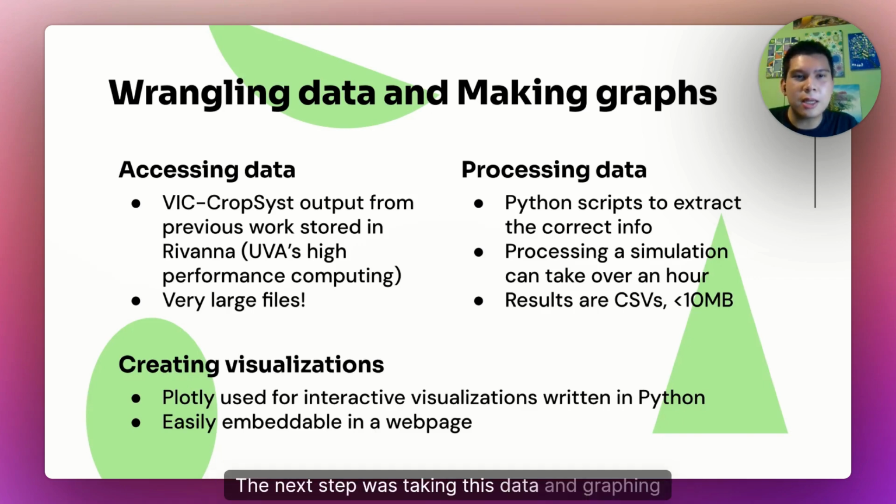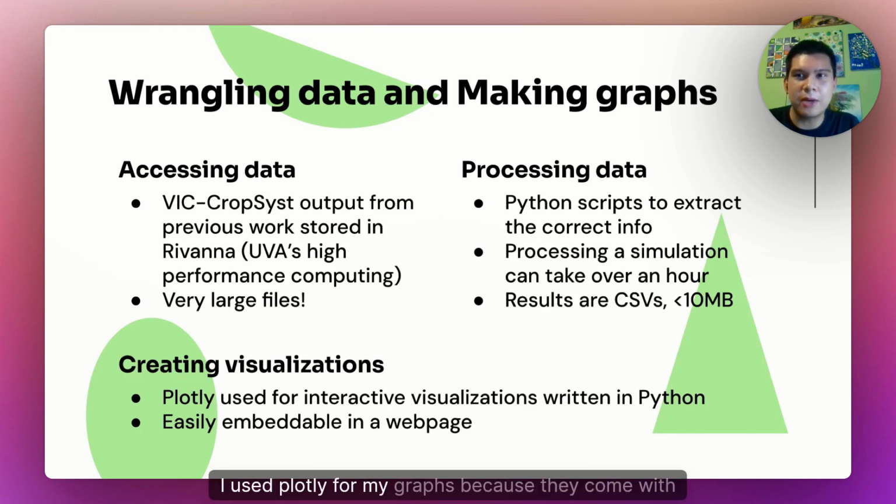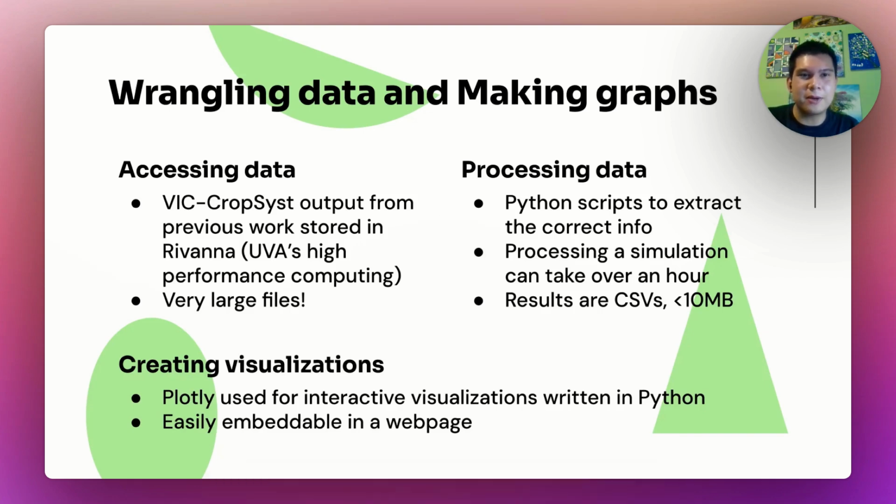The next step was taking this data and graphing it. I made a few visualizations for this project, the main one being a map that shows the yield for different types of crops in Washington based on different parameters, and we'll see that in a second. I used Plotly for my graphs because they come with a lot of functionality baked in, like being able to zoom and hover over different elements, and being able to convert graphs straight to HTML.